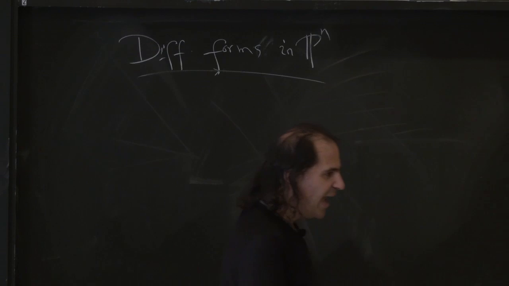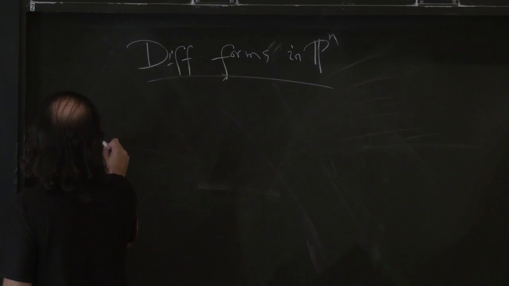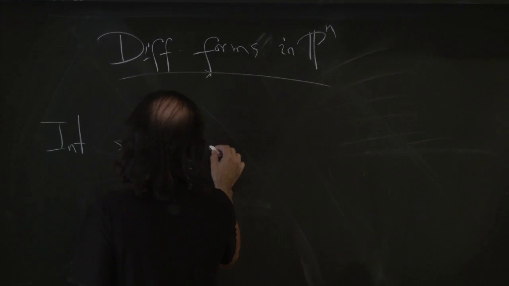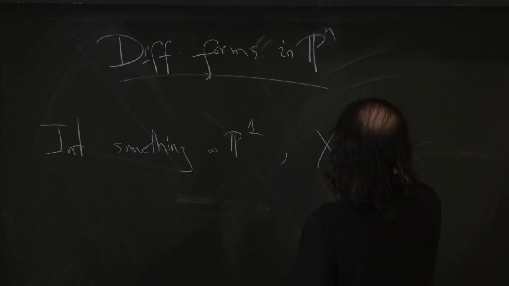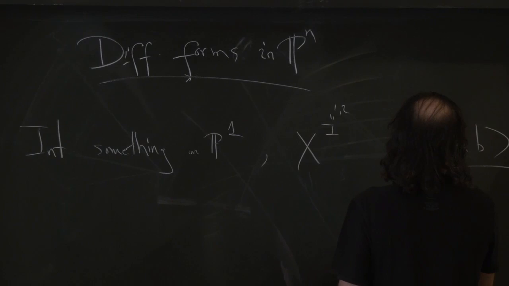And let's first do this in the most naive way. So imagine you wanted to integrate something on P1. So I have some two-dimensional vector x, where i runs from 1 to 2. And I might have some interesting function, I don't know, something like <AB> over (xA)(xB).